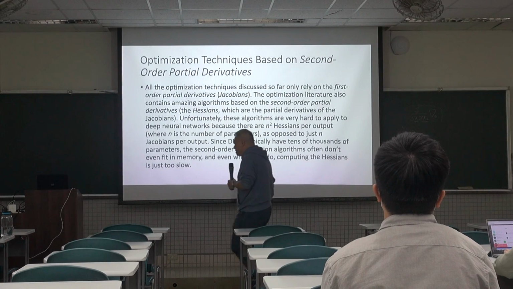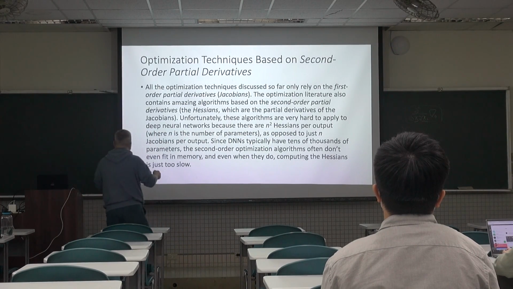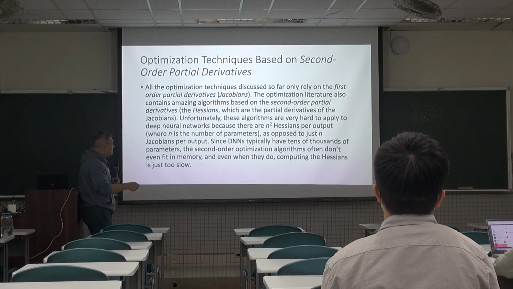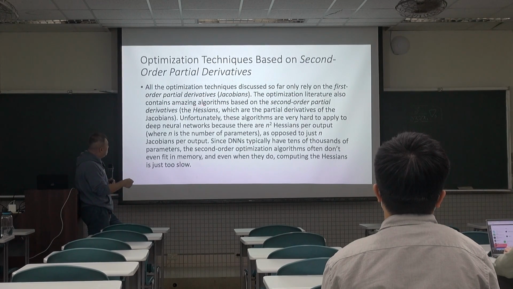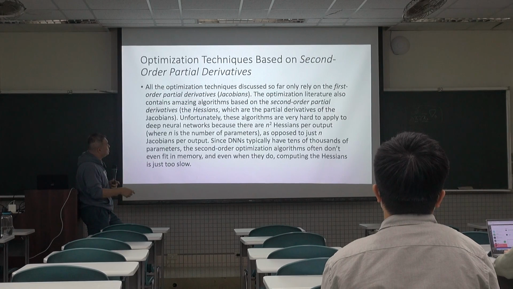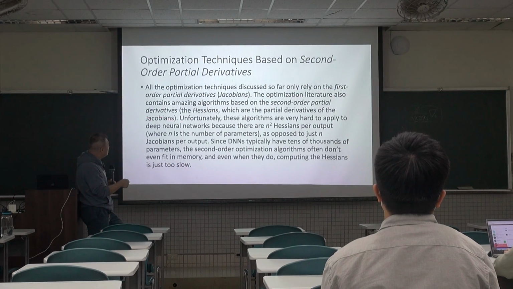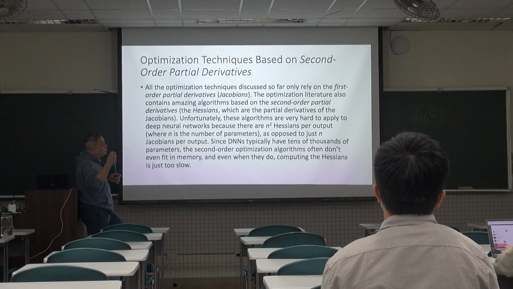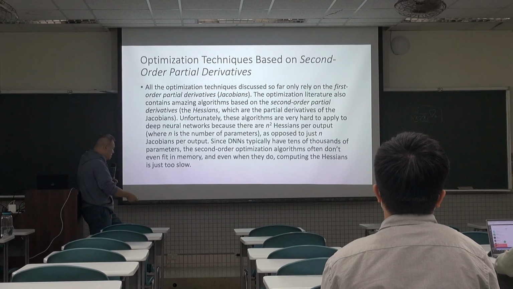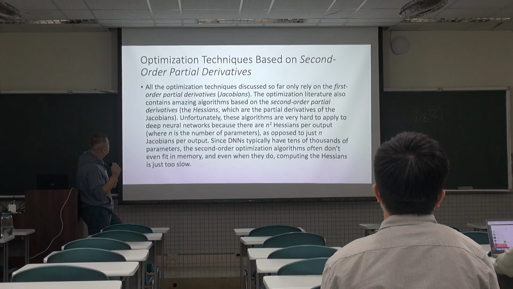So unfortunately, even though there are many amazing optimization algorithms based on second order partial derivatives, because there are too many second order partial derivatives to calculate for deep learning, we normally don't use them.